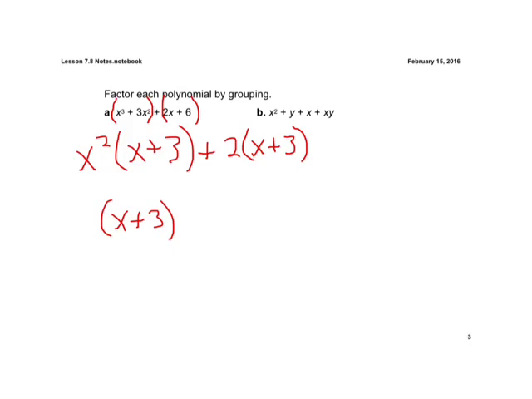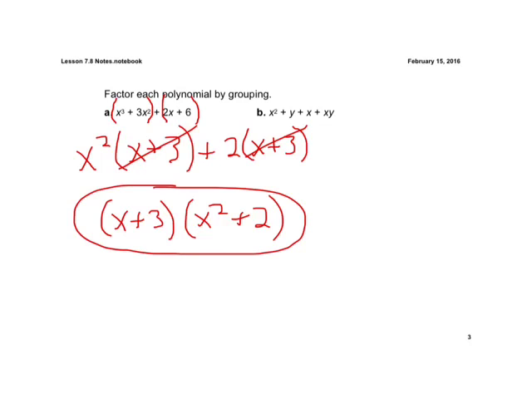Whatever we have left over, if we factored out that x plus 3 out of both of those terms, what we have left is an x squared, because we factored out this x plus 3, it's gone, plus 2, because we pulled that x plus 3 out front. Now what we have left is our two sets multiplied together. This is our factored form, and that's our final answer. We can't factor x squared plus 2 any further, so we're done.